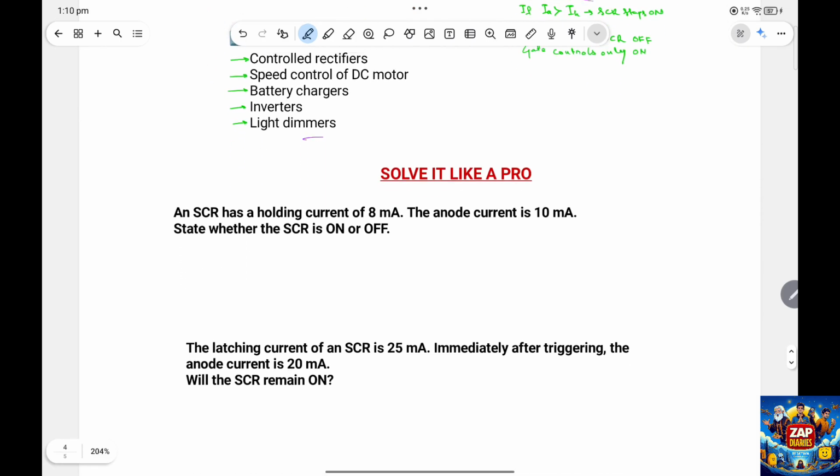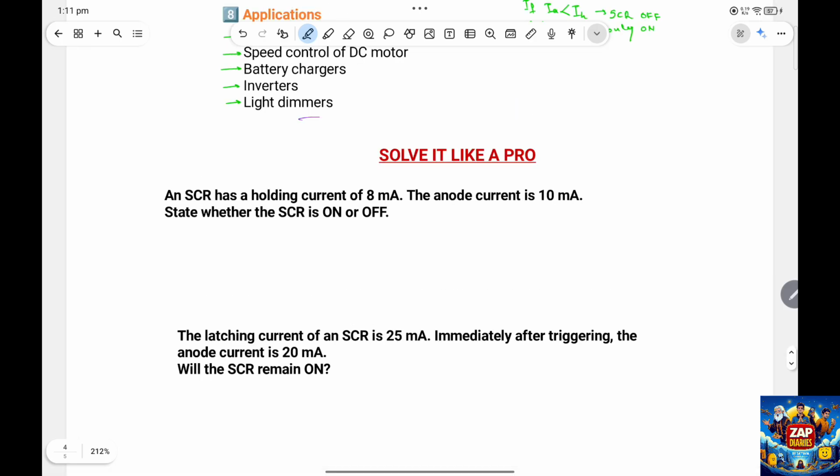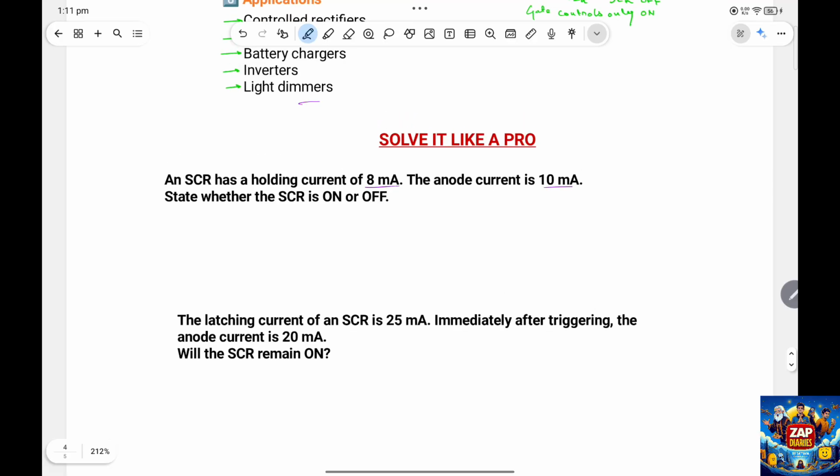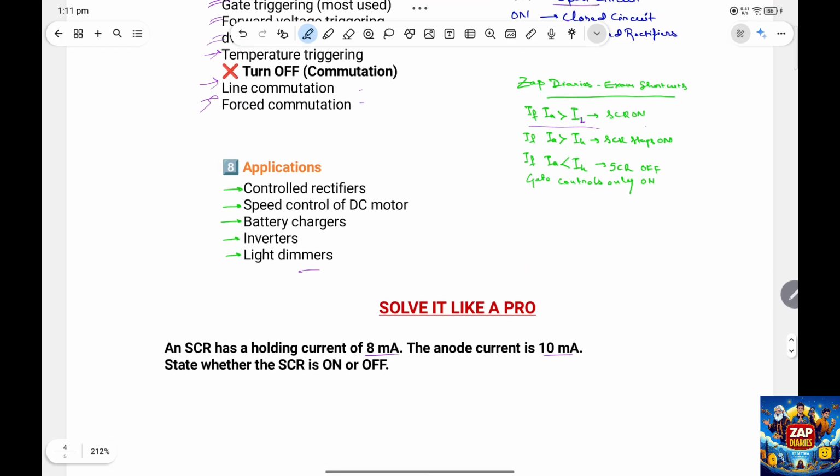Okay, so let's solve some questions. Let's start with this one. An SCR has a holding current of 8 milliamps. The anode current is 10 milliamps. State whether the SCR is on or off. It's really simple, just use the exam shortcuts. You see, I have this point.